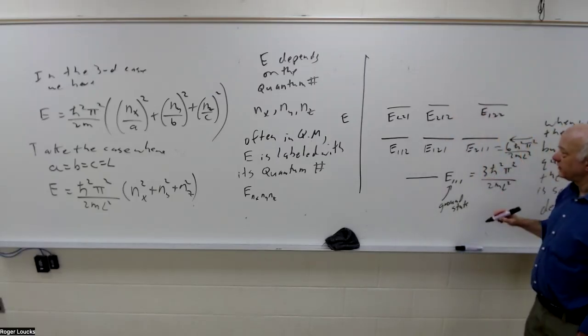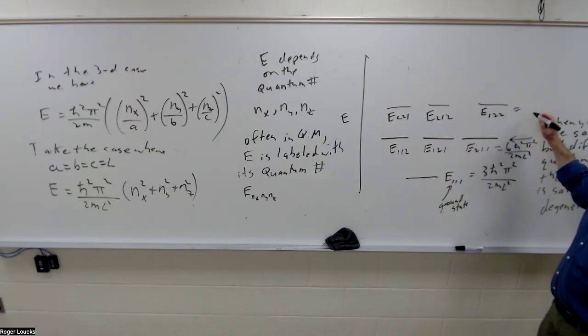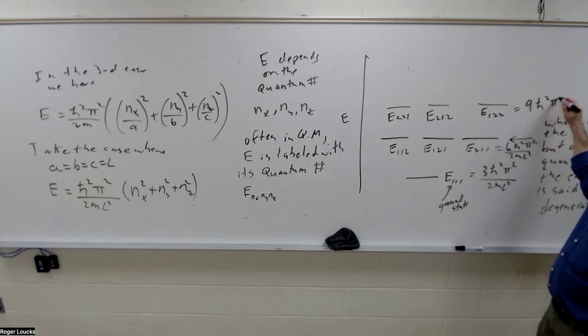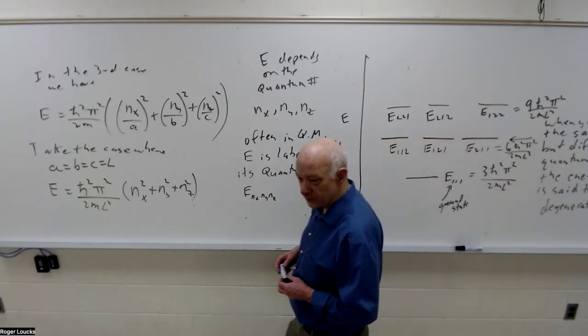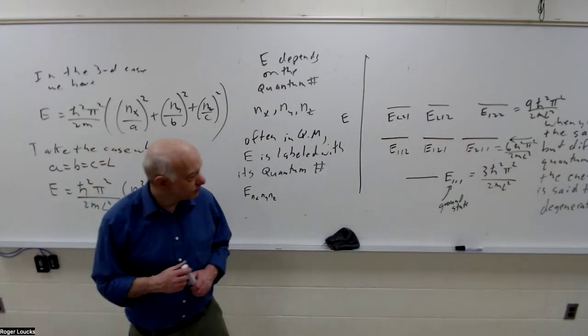And then what did we say this one is equal to? It was 9, right? Yeah, 9. 9 h bar squared pi squared over 2mL squared. Now what's next? Again, we have a choice. It could be 113, but it could also be 222. So which one is that? The 113 or 222? 113. 113 is next. Okay.